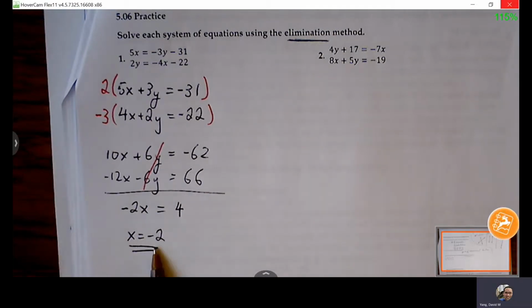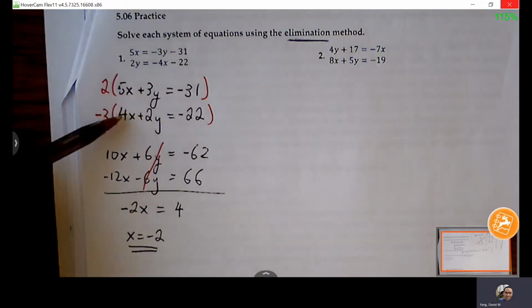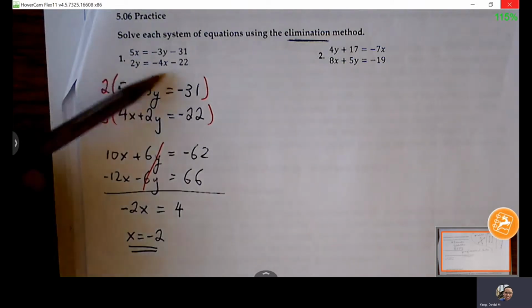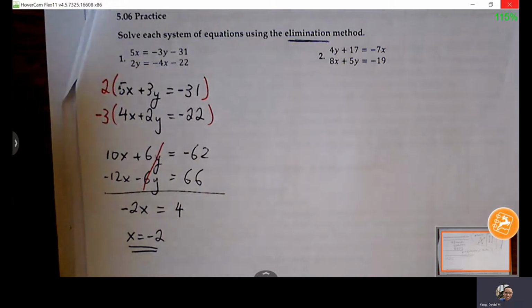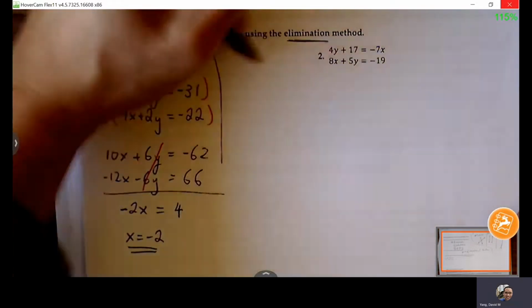Once I have one of the variables solved, I'm going to go back to one of my original equations. You can feel free to use the one that you rearranged, but I like to use the original one just in case I made a mistake here. I can catch myself, right? So it doesn't matter which one. I'm going to say I want to choose the second one here.